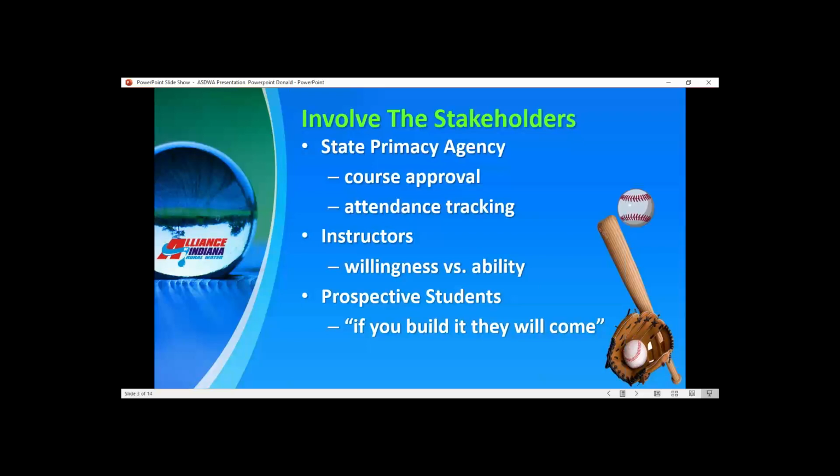Next, we approached the state primacy agency, hoping to get their blessing. They were a little apprehensive at first. They were concerned about how we were going to track attendance. We pitched them an idea, and needless to say, they went with it. And here's a little bit of how we did that.